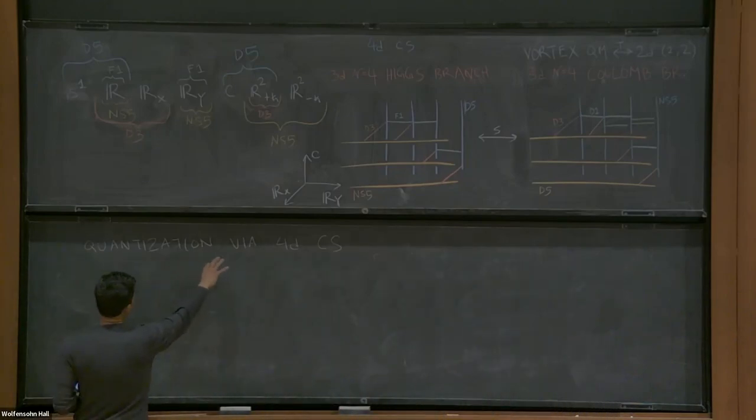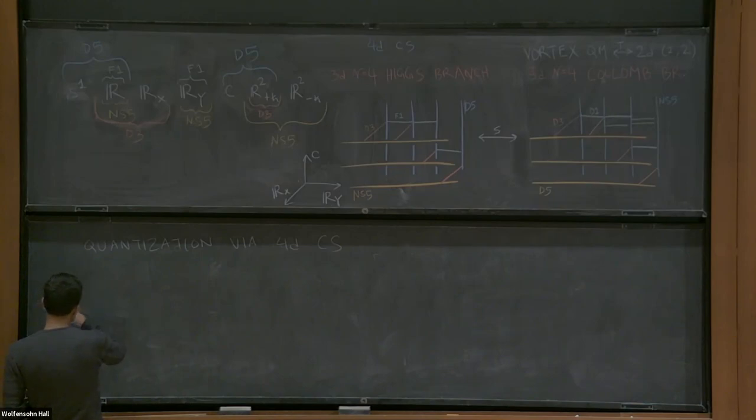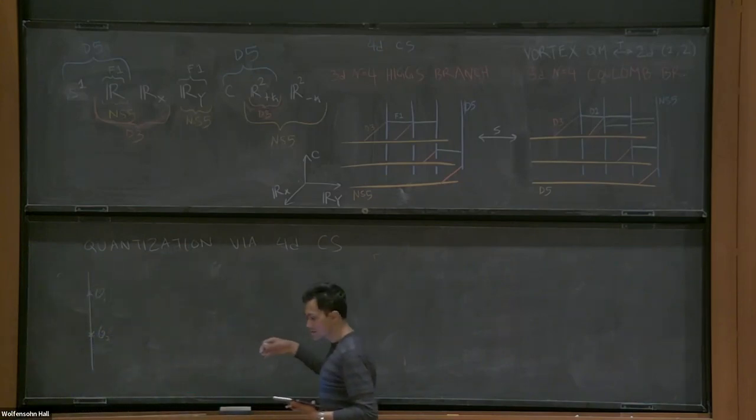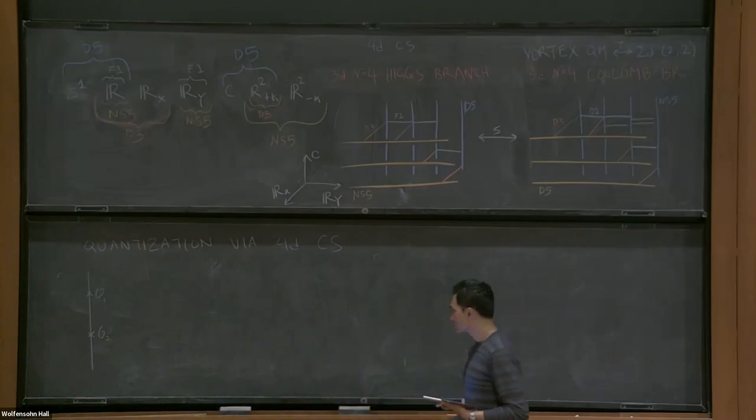For now, I'm just doing all these quantizations by four-dimensional Chern-Simons. What I really mean is that in 4D Chern-Simons, we consider line operators and local operators restricted to those lines, and we consider the algebra of these operators. And from some brane arguments, we claim that these operators quantize the Higgs branches of certain N=4 theories.